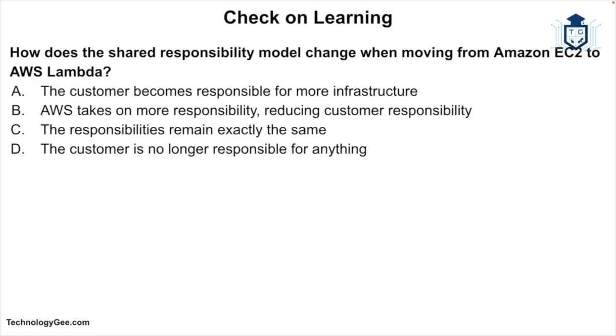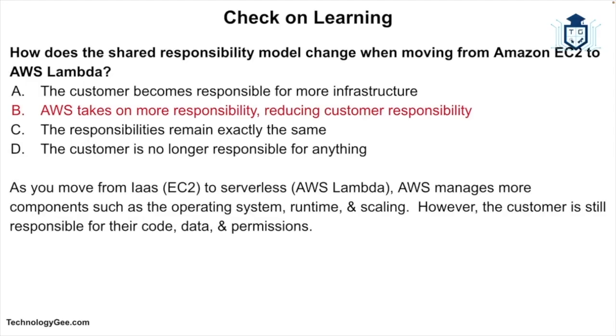And our final question is, how does the shared responsibility model change when moving from Amazon EC2 to AWS Lambda? Is it the customer becomes responsible for more infrastructure? Is it AWS takes on more responsibility, therefore reducing customer responsibility? Is it their responsibilities remain exactly the same? Or is it the customer is no longer responsible for anything? And the correct answer is AWS takes on more responsibility, reducing customer responsibility.